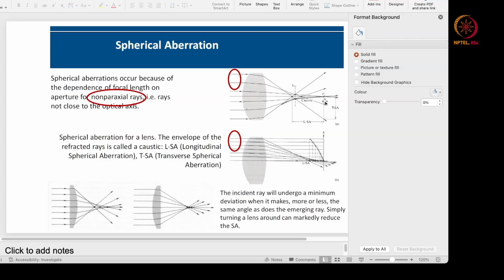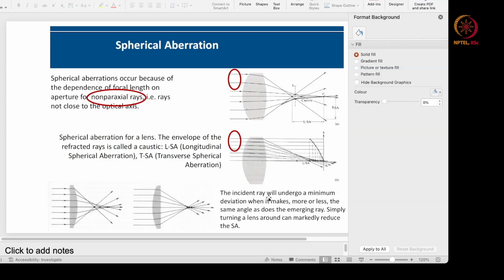Okay, so you can see that this is basically the LSA, the envelope of the refracted rays. And then, of course, there is transverse spherical aberration as well, which is measured from the optical axis, from F1, basically how far this particular ray is deviated. Okay, so this particular distance is called the TSA.